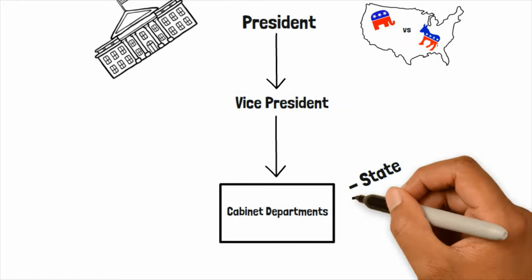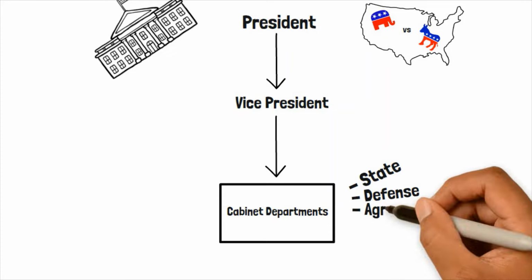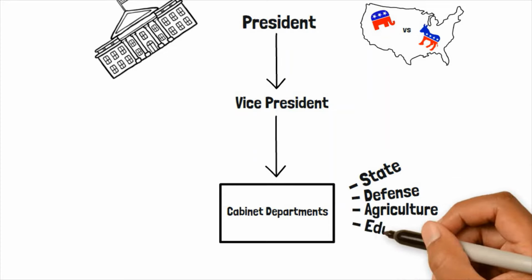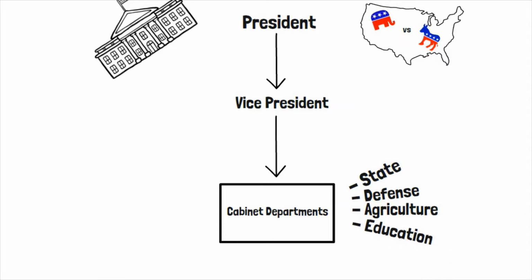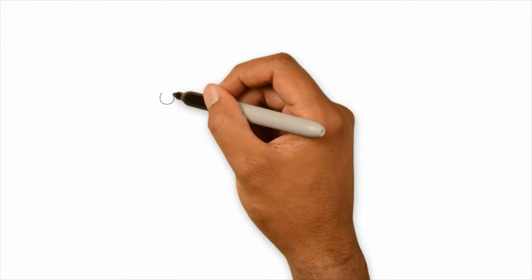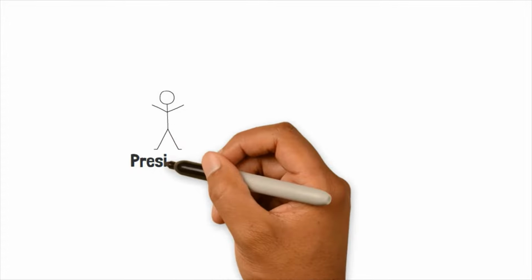The Department of Defense, for example, is in charge of the military, while the Department of Education deals with schools and the educational system. Every cabinet secretary serves under the President, but has to be confirmed by a majority vote in the Senate. Speaking of Congress, the President has something called veto power over laws that Congress passes.